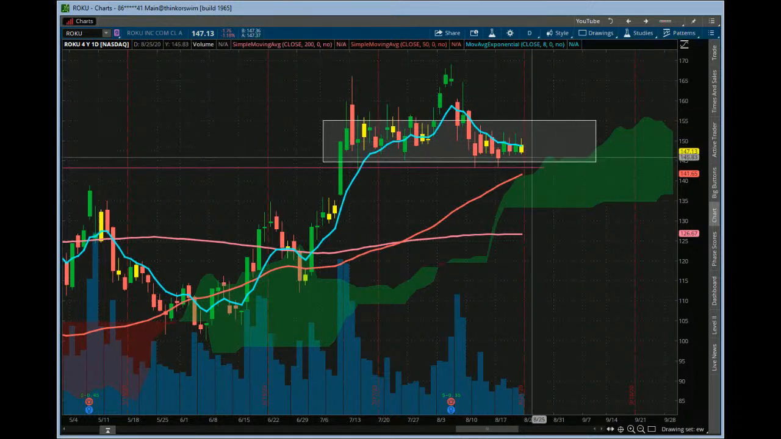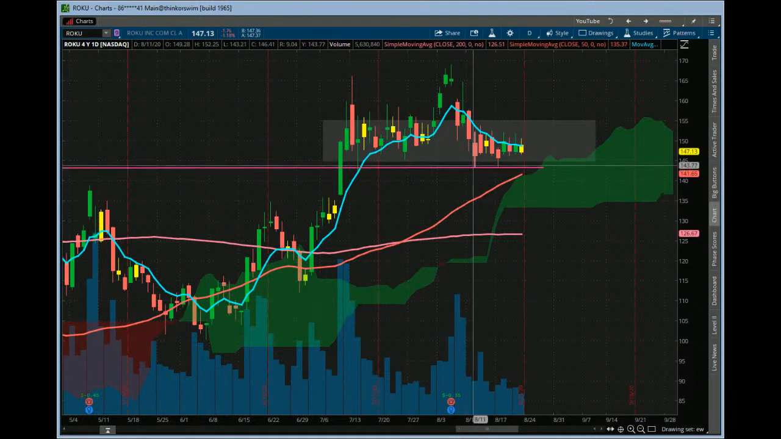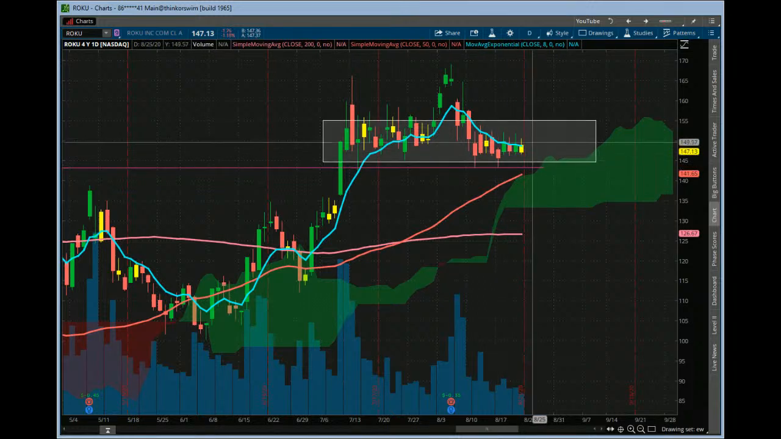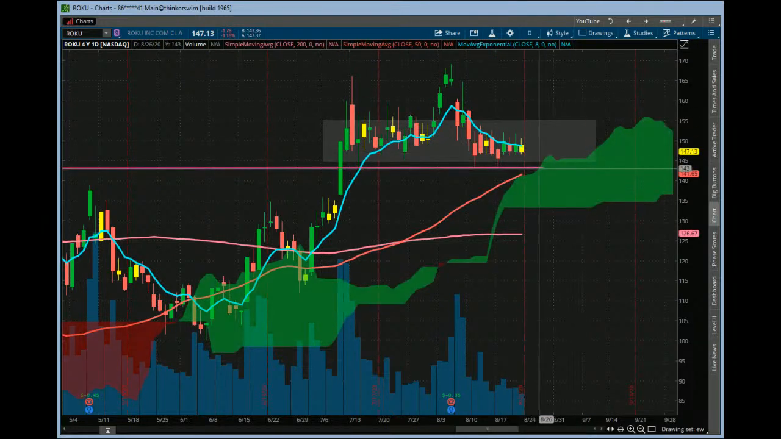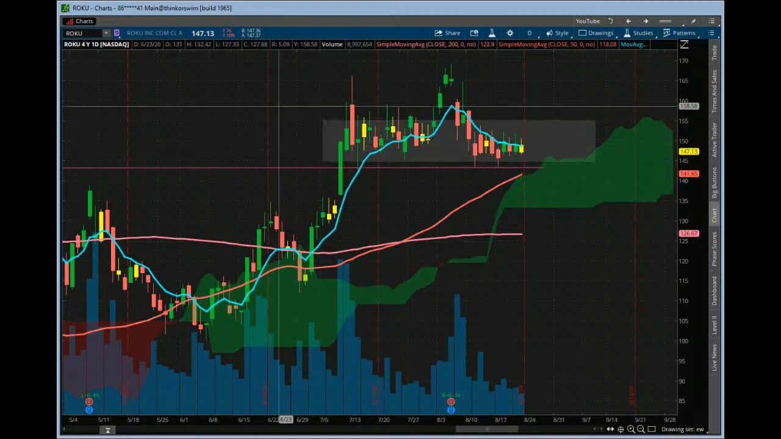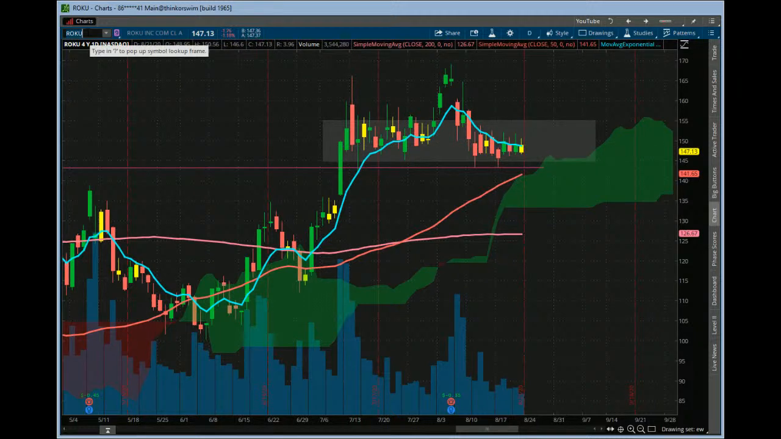If it does work its way down, there's a 1, 2, 3, a triple bottom right here. So if it bounces off of that, possibly off of the 50 MA and the cloud, that's another bounce on Roku. Let's take a look at AYX.